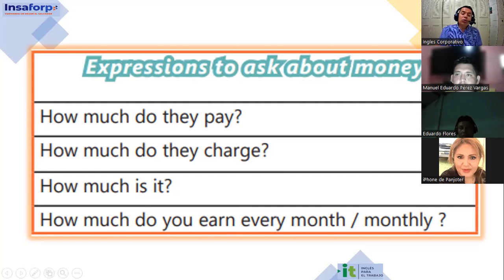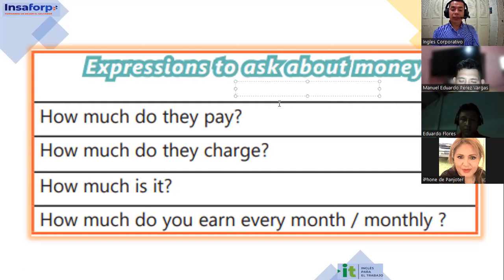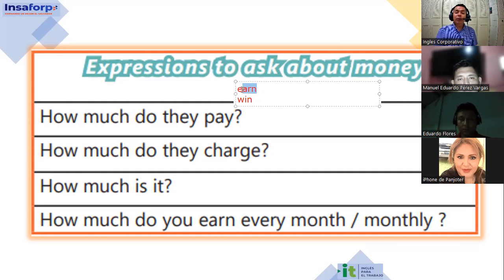How much do you earn? Ganas. ¿Cuánto gana? How much do you earn every month? Or how much do you earn monthly? Class, I will tell you the difference between win and earn. What is the difference? I will copy here. Earn and win. And then you say, ganar, ganar, right? But the difference is that when you say earn, you work for that money. You work for that money, right?